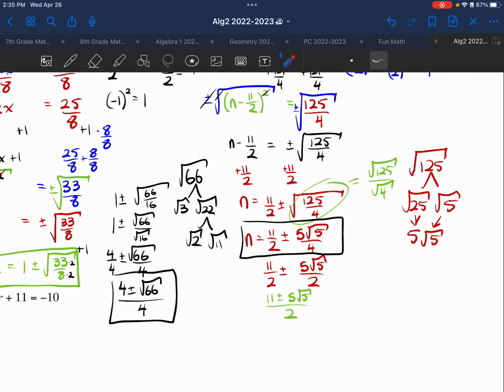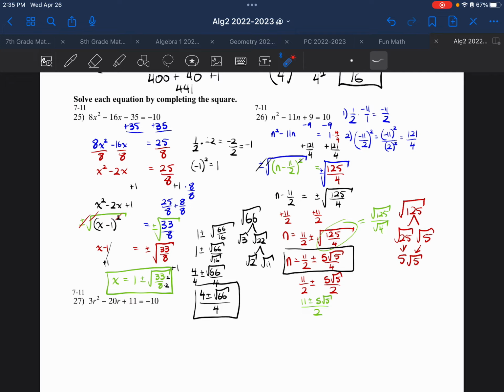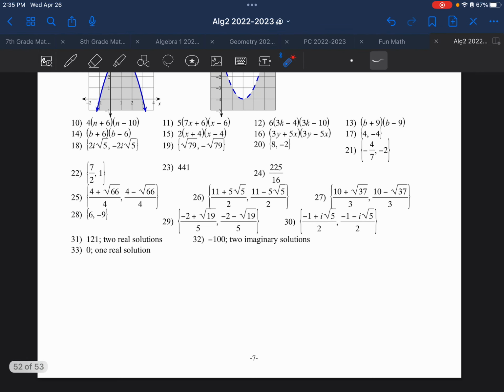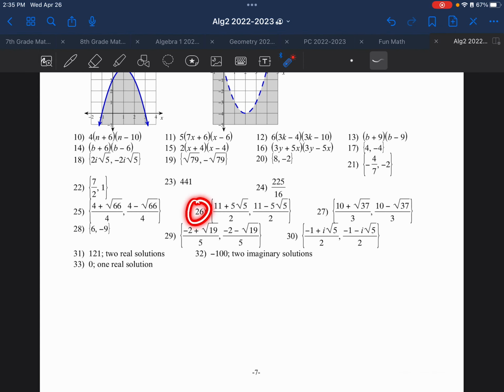Let's check. So this is problem number 26. Check it out. Problem number 26 is right here. And yeah, it's 11 plus 5 root 5 over 2. So we did get that. They like to put everything over a fraction, which is why I knew they would have to do all this work to get that 4. And that's why this is a square root of 66 instead of a square root of 33, which really confused me when I first saw that looking at another student's paper.